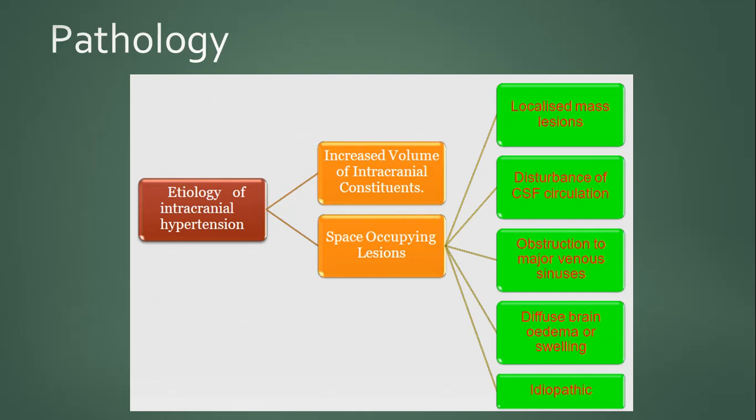These can be divided into two: increased volume of the normal intracranial constituents of the cavity, like brain, CSF, or blood. And the second etiology can be a space occupying lesion, and these lesions can be localized mass lesions, disturbance of CSF circulation, obstruction to major venous sinuses, diffuse brain edema or swelling, or idiopathic.